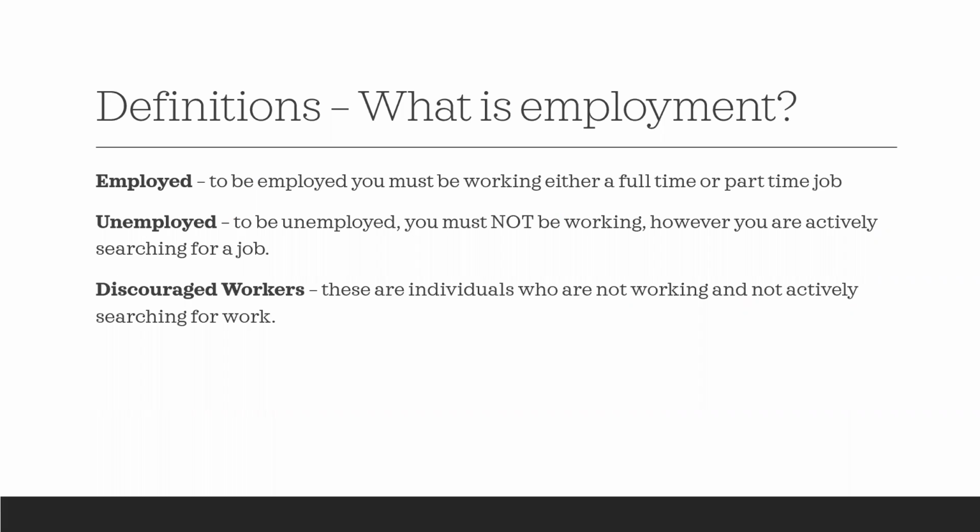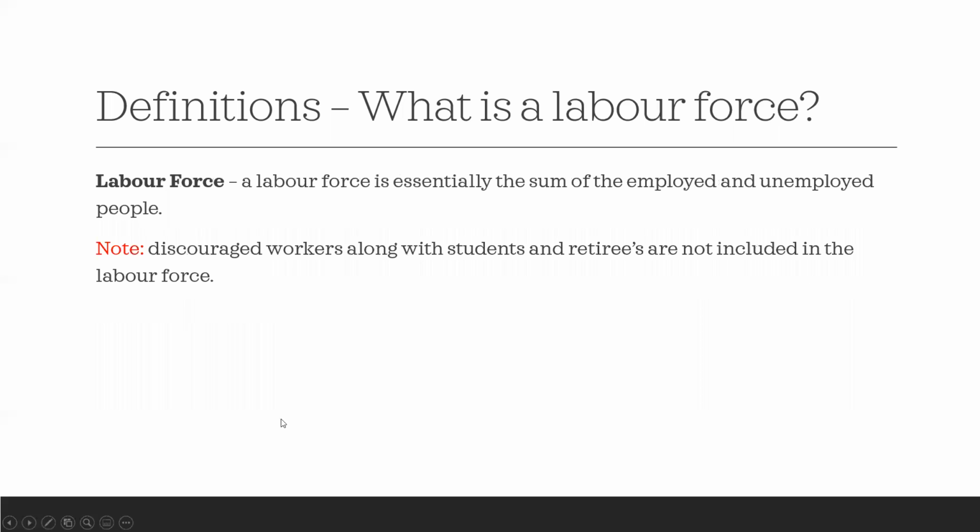So what does it mean to be employed? To be employed, you must be working either a full-time or a part-time job. To be unemployed, you must not be working. However, you are actively searching for a job. A discouraged worker, these are essentially individuals who are not working, but they're also not actively searching for work. And this is super crucial, these discouraged workers, because this is going to be important for our labor force statistics.